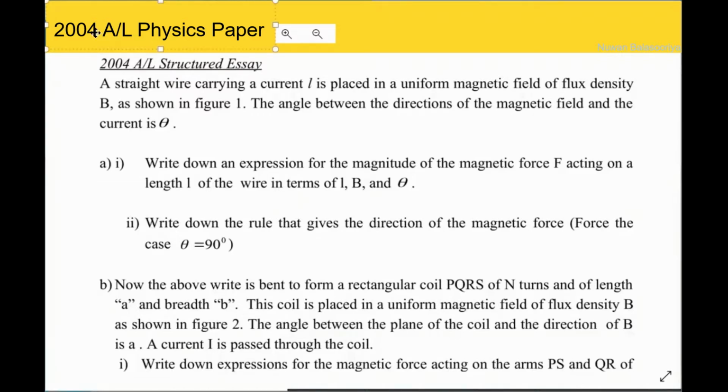What is the name of the rule? Okay, all the students, say the name of the rule one by one.